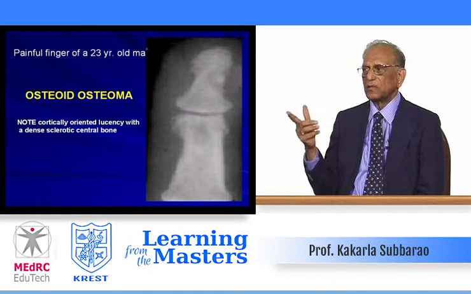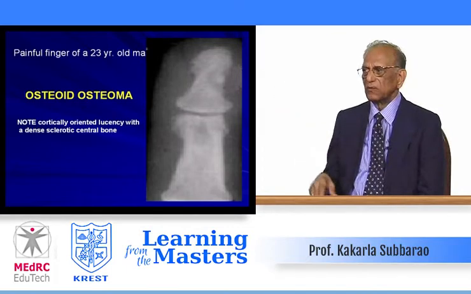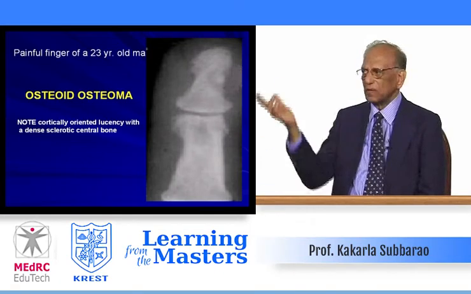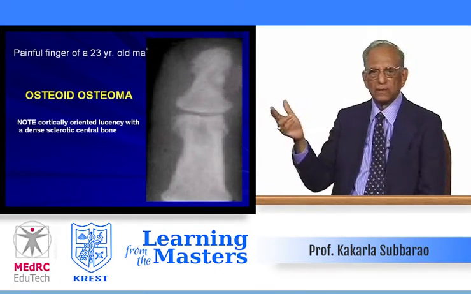The diagnosis is osteoid osteoma. Why is osteoid osteoma painful? Cortically oriented lucency, the dense sclerotic central bone. Classical example. Of course, we know it is benign because the transition zone is thin.